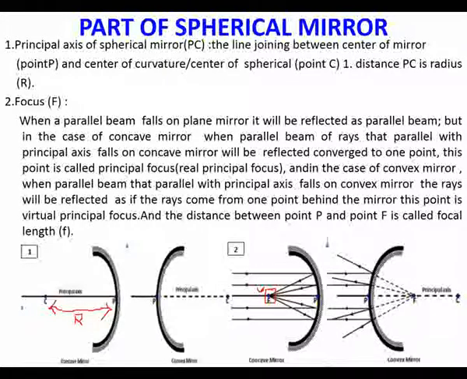And in the case of convex mirror, when parallel beam that parallel with principal axis falls on convex mirror, the rays will be reflected as if the rays come from one point behind the mirror. This point is virtual principal focus, and the distance between point P and F is called focal length F.